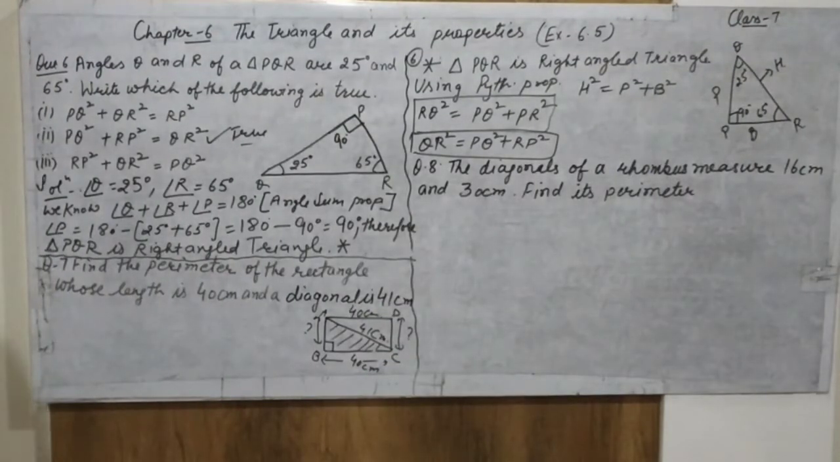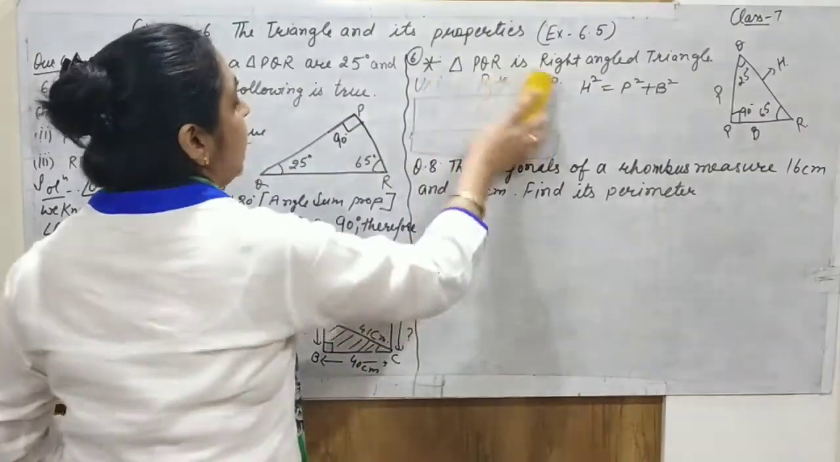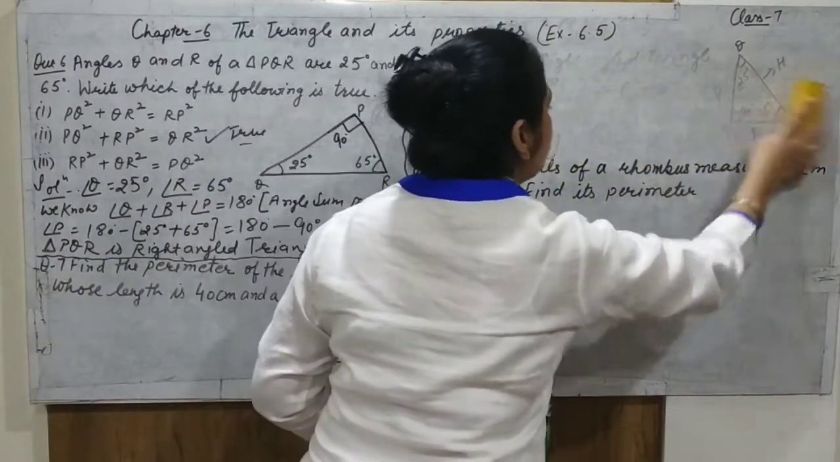So let us start to solve the question. How can we find out the side of the rectangle, and then find out the perimeter of the rectangle? Now understand this question now.